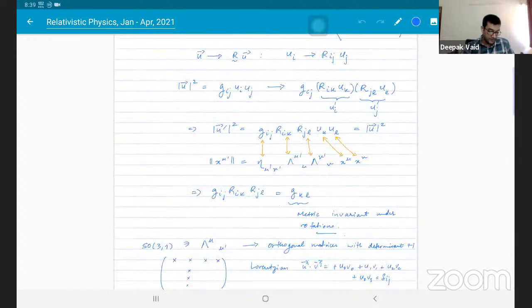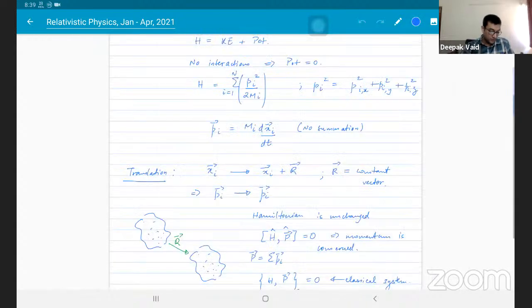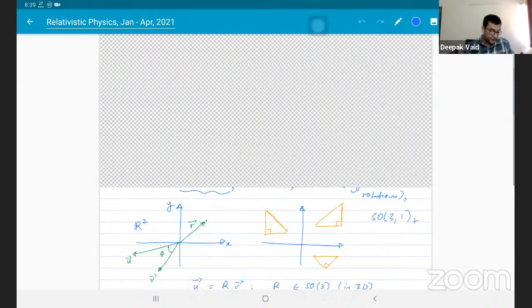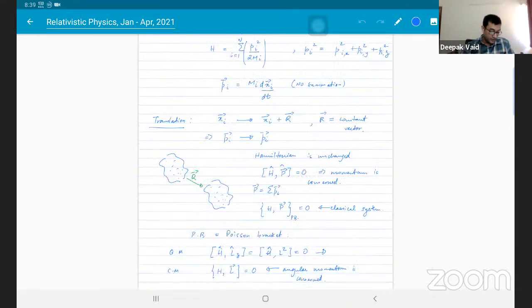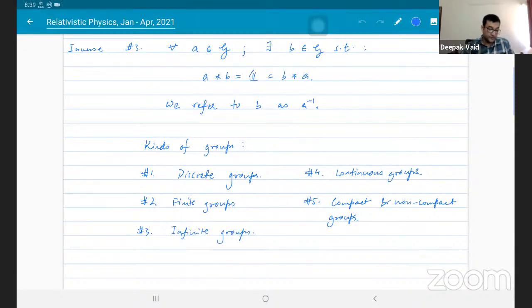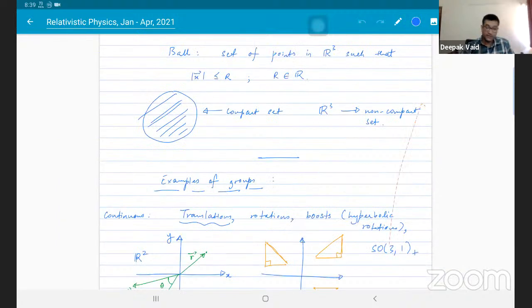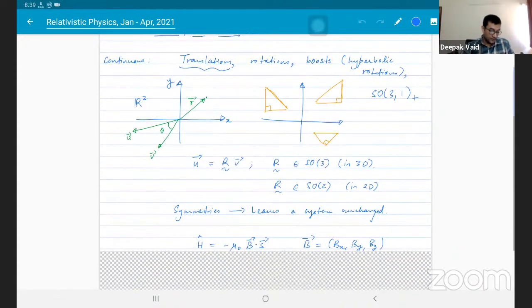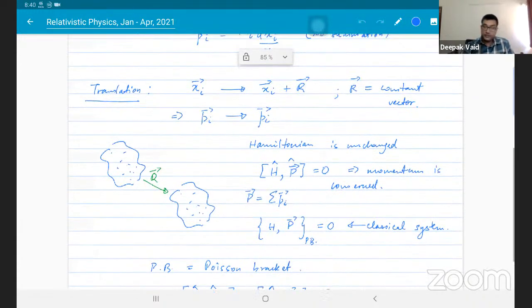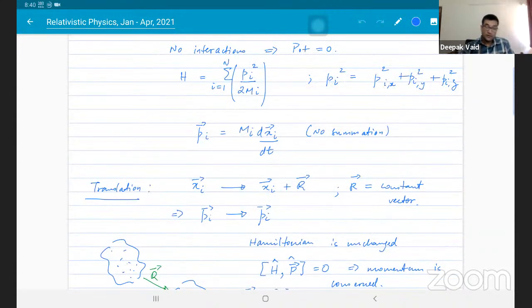So then we come to groups. In groups, there are different kinds of groups. There are discrete groups, finite groups, and infinite groups. And I think in one of the homeworks, I've asked you to give examples of all of these. So you should be able to give examples of each one. So the Lorentz group and the rotation group, for instance, in 3 dimensions are continuous groups. They are infinite groups.